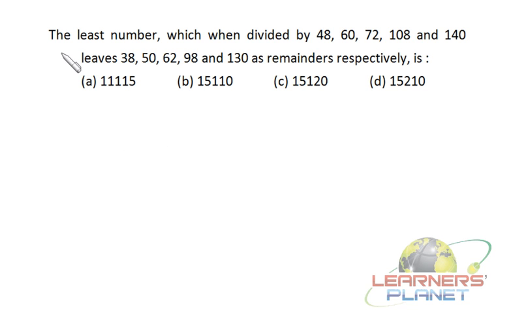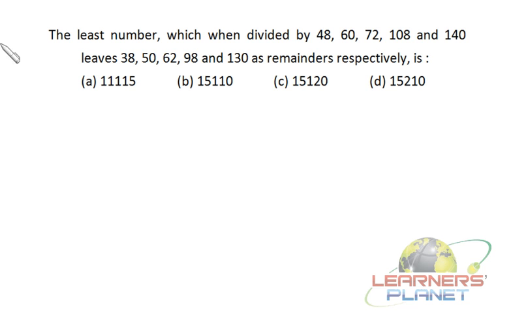Now let's see this problem. The least number which when divided by 48, 60, 72, 108 and 140 leaves 38, 50, 62, 98 and 130 as remainders respectively is. Okay. Now friends, we can just observe that the difference between any divisor and corresponding remainder is the same in all the cases. See, 48 minus 38 is 10, 60 minus 50 is 10, 72 minus 62 is 10, 108 minus 98 is 10, and 140 minus 130 is 10.